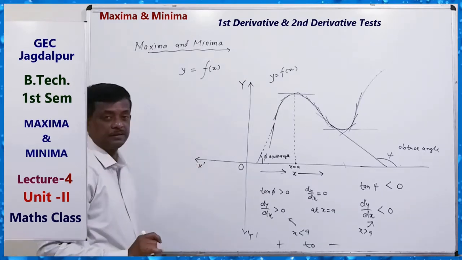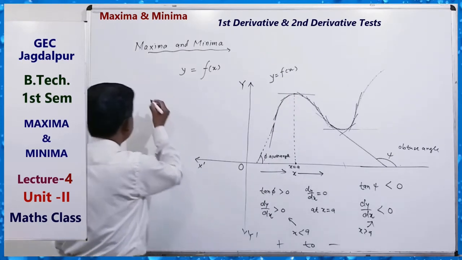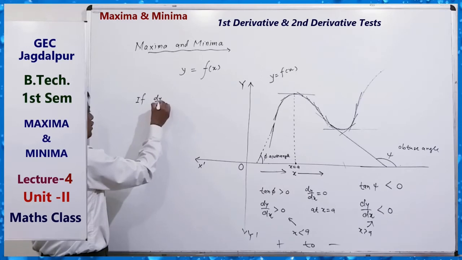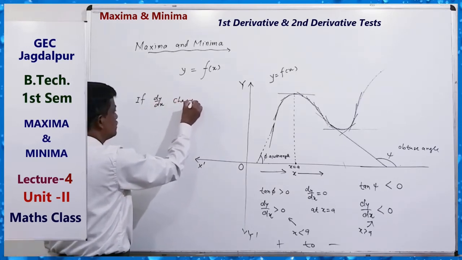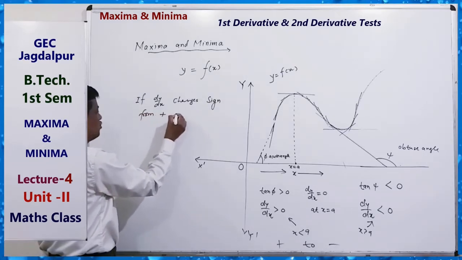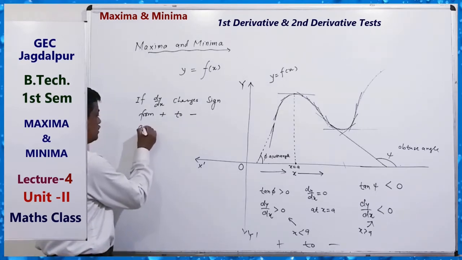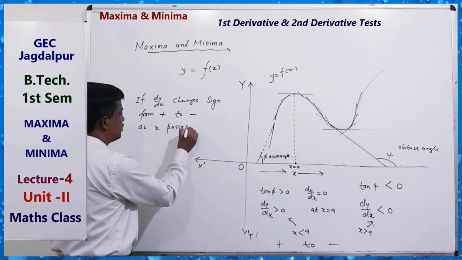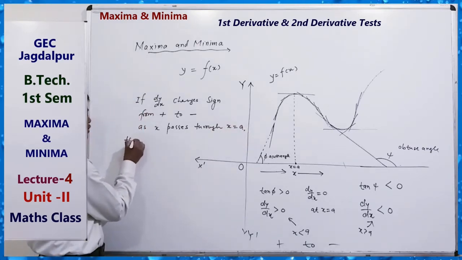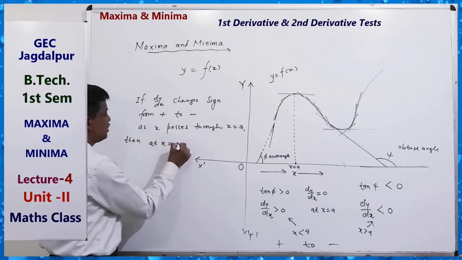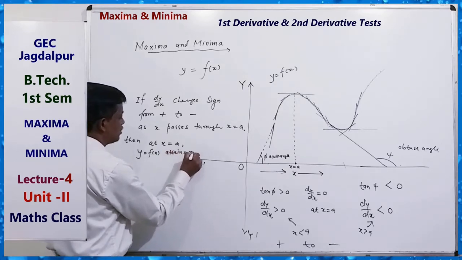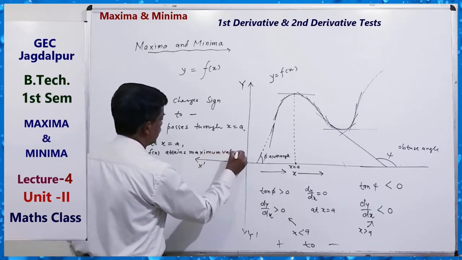So here we see that we can write: if the derivative changes sign from positive to negative as x passes through x equals a, then at x equals a, y, that is f(x), attains a maximum value.